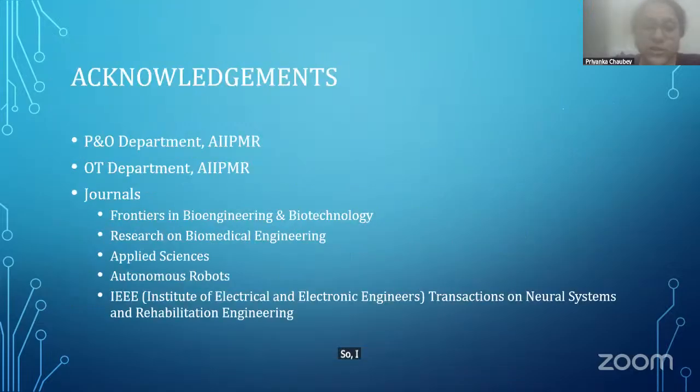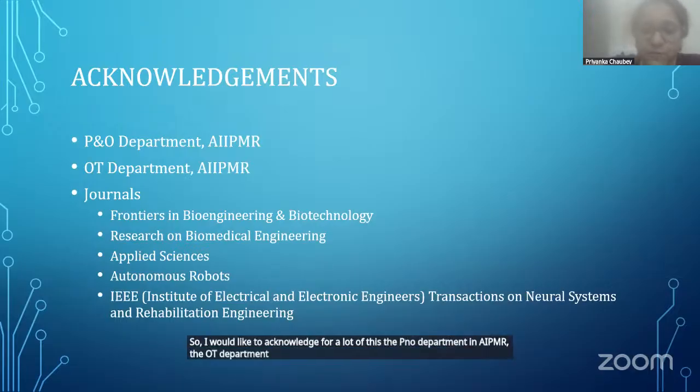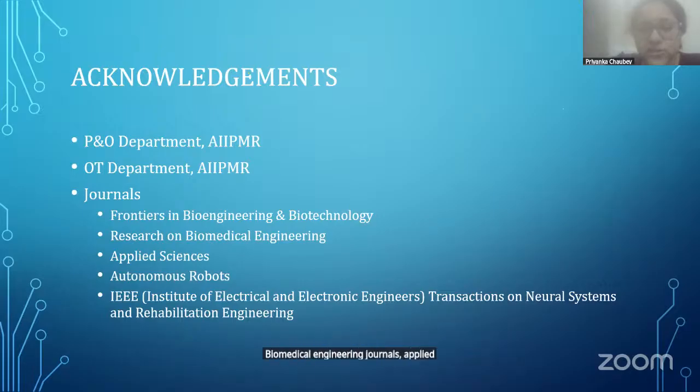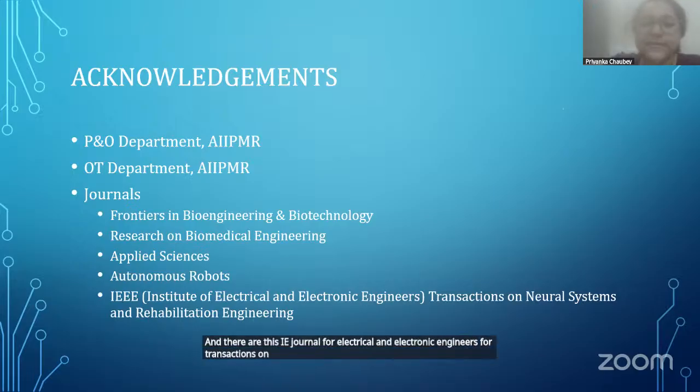So I would like to acknowledge, for a lot of this, the P&O department in AIPMR, and the OT department also, where some of the basic ones they helped put in a concise way. And the journals which I referred to, if you're interested in learning more about the technology, are mainly the bioengineering and biotechnology journals, biomedical engineering journals, and applied sciences journals. There's one called Autonomous Robots, and the IEEE Transactions on Neural Systems and Rehabilitation Engineering. I'm sure there are a lot more, but this has gone way beyond our field.